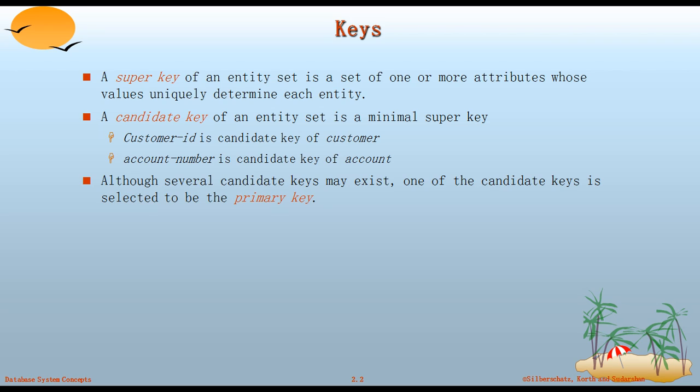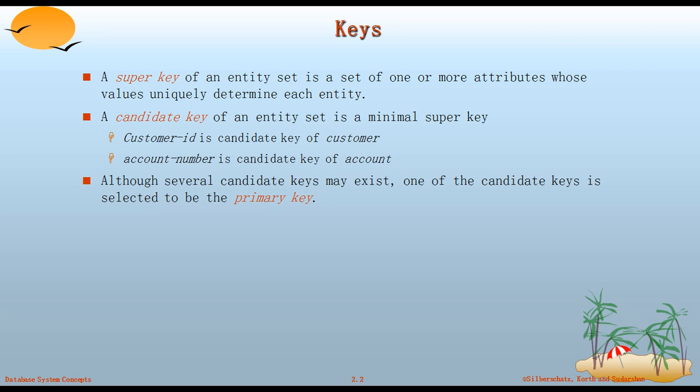A super key of an entity set is a set of one or more attributes whose values uniquely determine each entity. So to determine each entity, we will be using the super key. And next, a candidate key of an entity set is a minimal super key. So a candidate key is called a minimal super key.